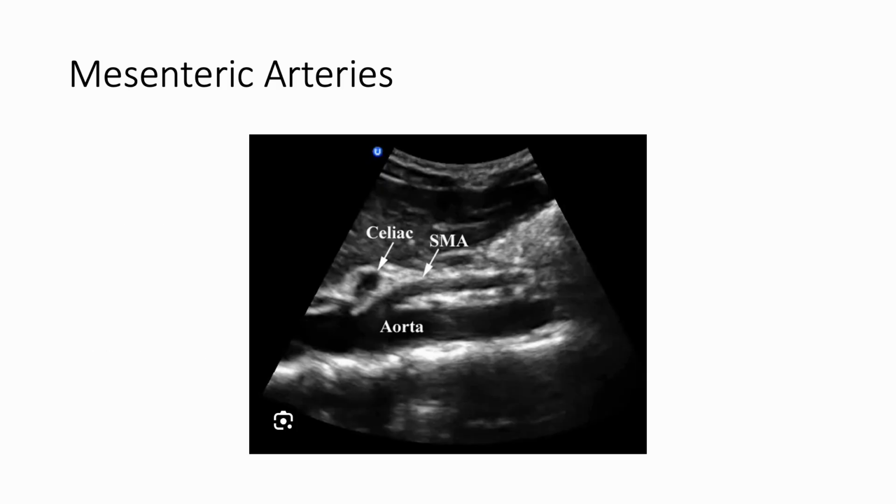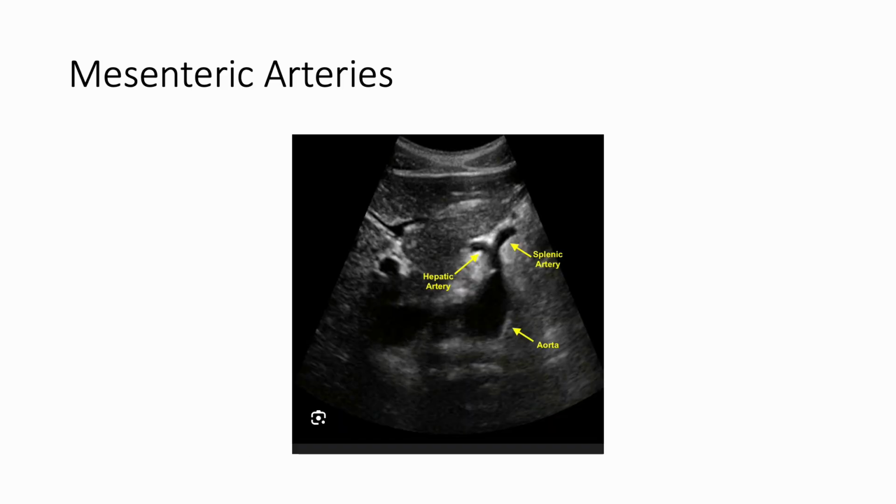Here's a beautiful picture of mesenteric arteries. You have your aorta on the left, your celiac artery, which will be the first branch of the abdominal aorta, and then the second branch just distally is going to be your SMA. Beautiful picture. Here we go in transverse. You've got your aorta, and then the celiac artery is going to split into the splenic and hepatic artery.